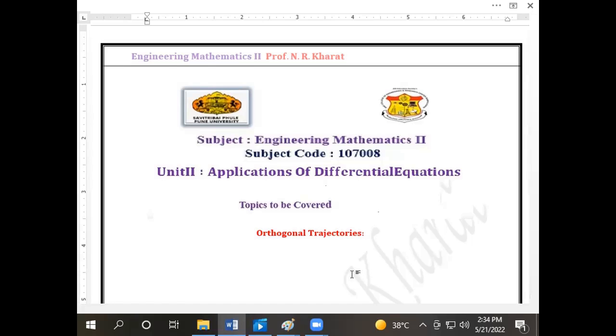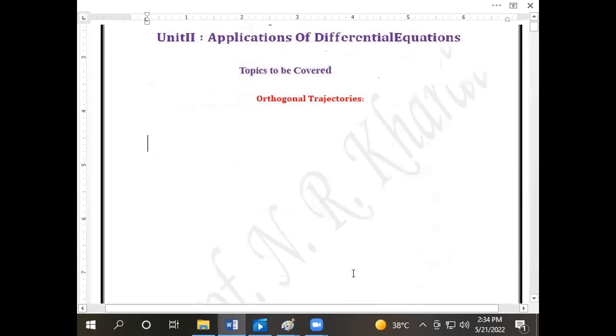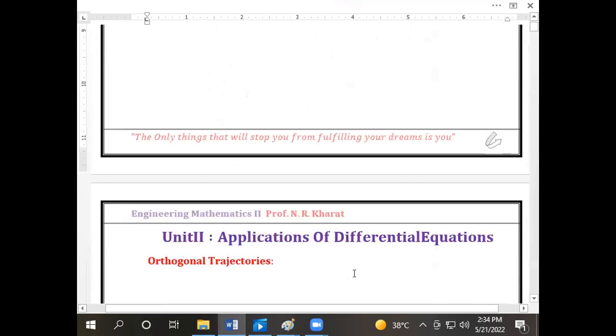The first topic of the application of differential equations is orthogonal trajectories. So first, we will see what is meant by orthogonal trajectory.